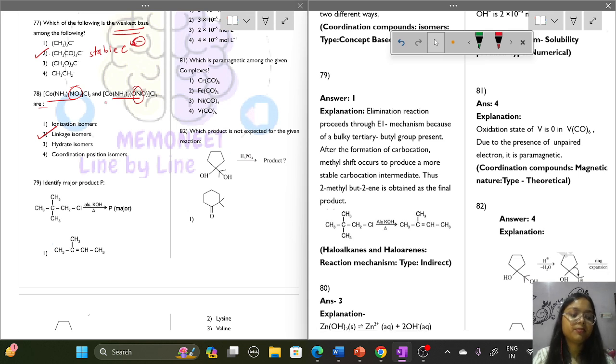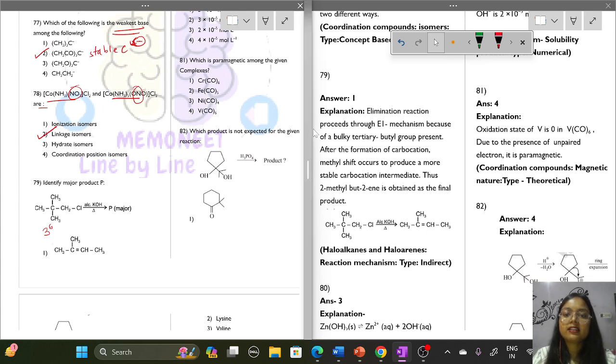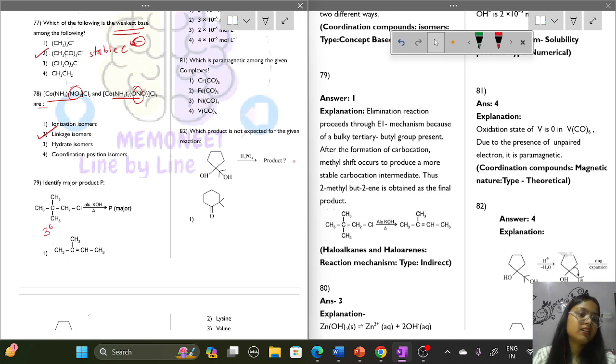Identify the major product P. So what is the major product in this case? This is the tertiary carbon. You can say this is quaternary. And it reacts with alcoholic KOH and is heated.